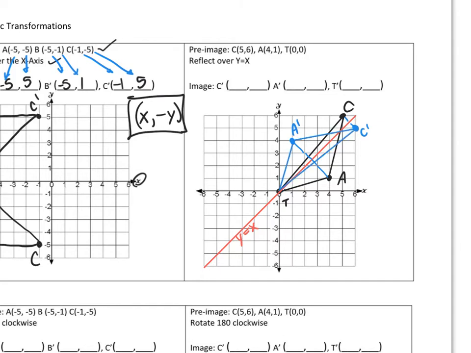And you can see that my triangles overlap each other. My blue triangle and my black triangle overlap. And actually, T prime didn't change locations at all, did it? It's in the exact same location as T.